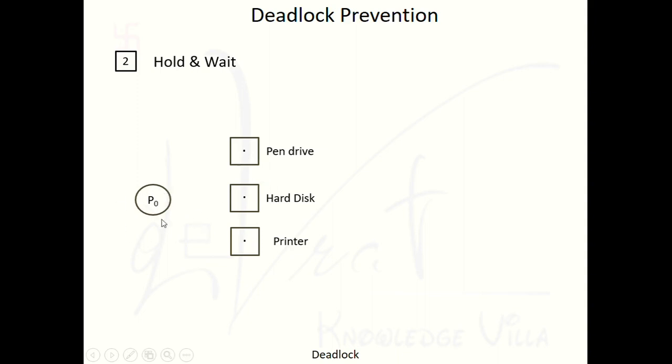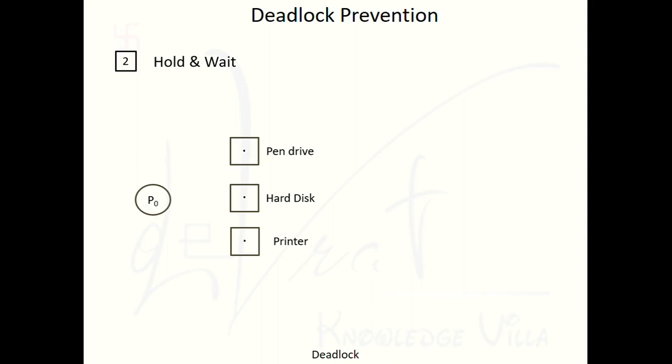Let's see here process P0 and there are a few resources. One is a USB pen drive, the second one is the system hard disk, and the third one is a printer. The task for process P0 is to copy the file from the USB pen drive to the system hard disk, and then after that print the report of the updated data in the system hard disk. So for this purpose process P0 requires 3 resources: the USB pen drive, the system hard disk, and the printer.